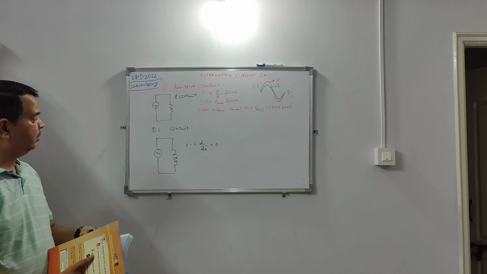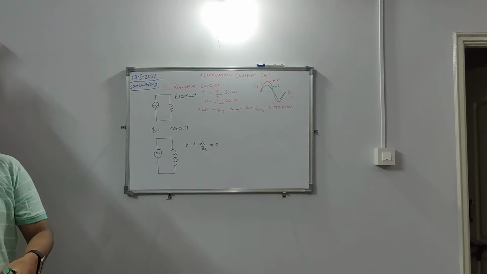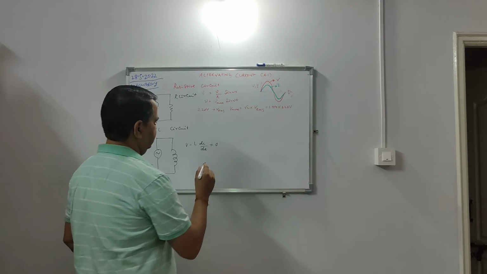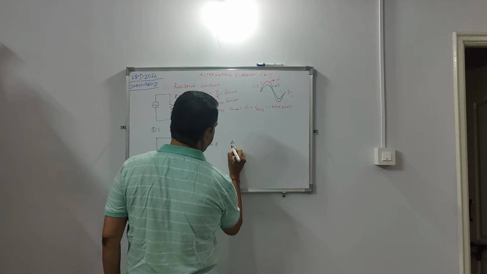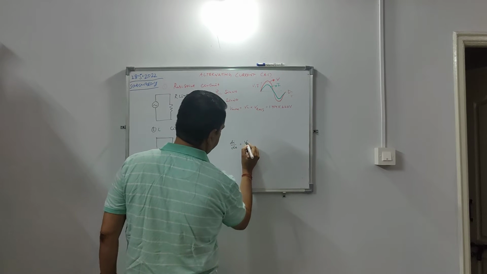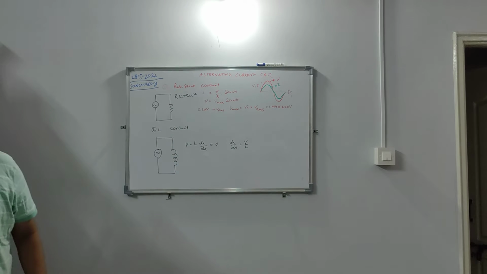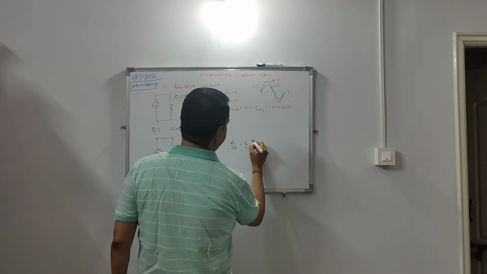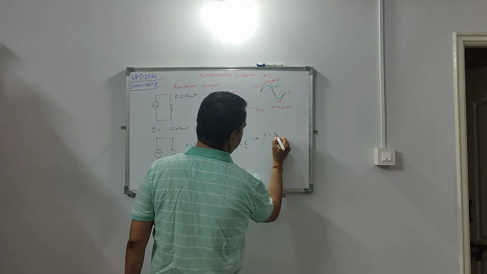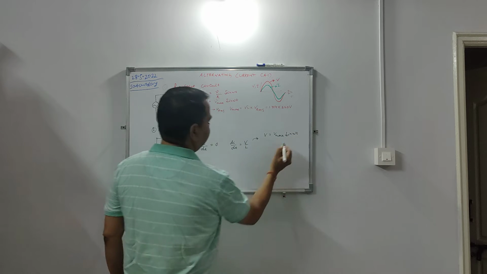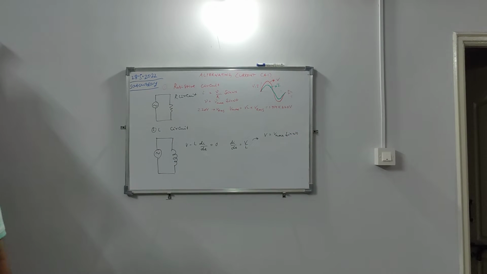Okay. So this is the governing equation. Then what does that mean? di/dt is equal to V by L, right? So what is this V? This V is equal to V max sin omega t. My V is equal to V max sin omega t.